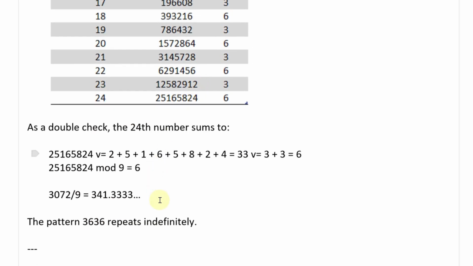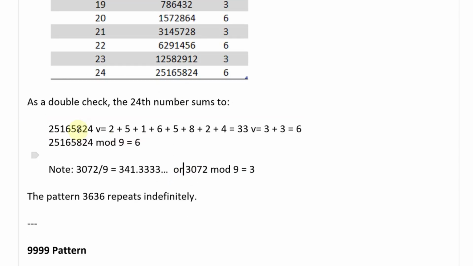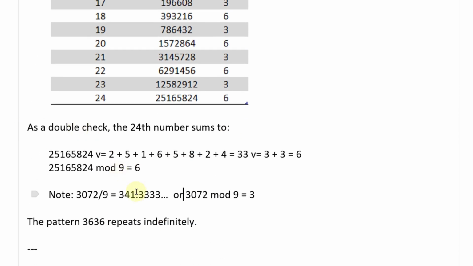Or you can go, let's go 3072 mod 9 equals 3. And this should be 3, yeah. So you just do that. Let's put a note. See, that's fascinating stuff. Or, anyway, just keep that in there, just want to include that. So yes, dividing by 9, it gets that repeating one, or dividing by the modulus always gets that repeating number. Absolutely fascinating.